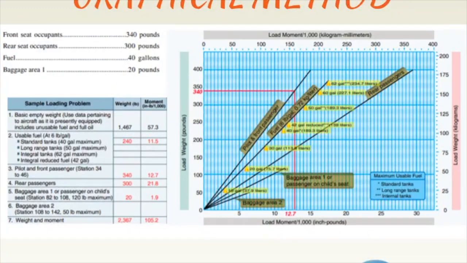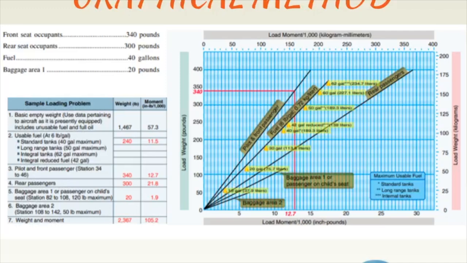Now we have the graphical method. This one is very easy as well. We have another example: front seat occupants, rear seat occupants, fuel and baggage area one weight. At the beginning it is going to be the same. Let's go to number one in the sample loading problem.